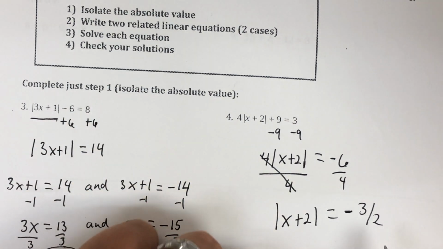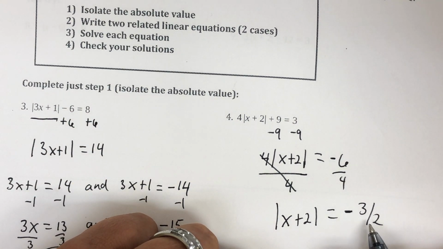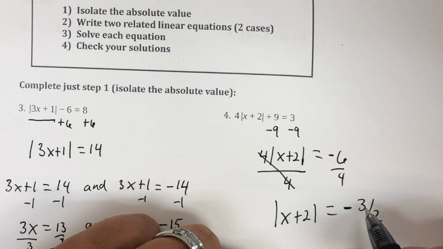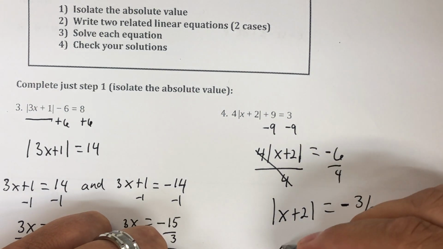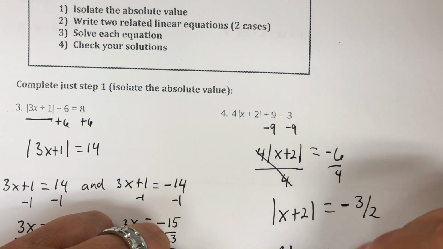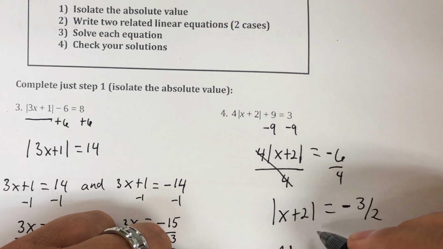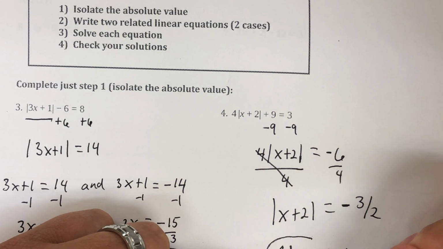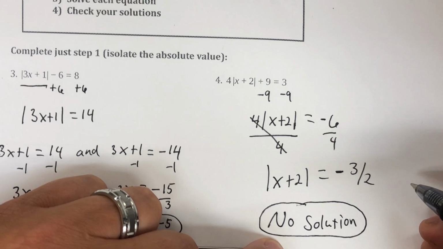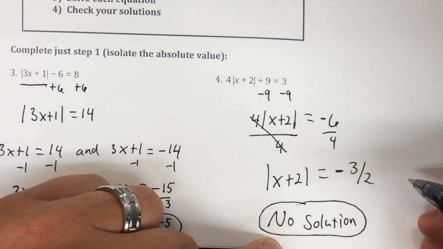Since the absolute value is equal to a negative, what's that tell us? Can this ever equal a negative number? No, there is no solution. The absolute value cannot equal a negative. All right.